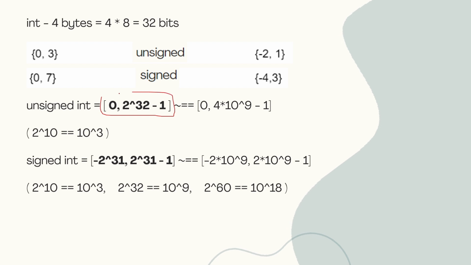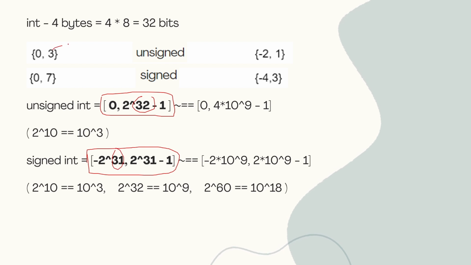We got to know our range. You might be getting a doubt: here it's 32, here it's 31. You can check, 3 is nothing but 2 power 2 minus 1. That means for 2-bit representation, it is 2 power n minus 1, where n is the number of bits. So similarly for 32 bits, it's 2 power 32 minus 1. That's why you got 2 power 32 here.